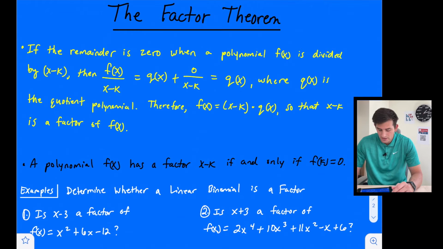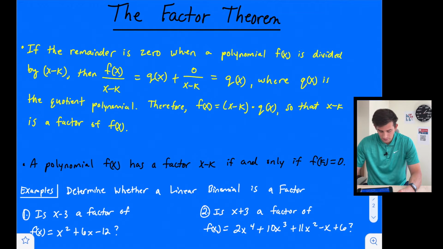So let's read. It says, if the remainder is 0 when a polynomial f of x is divided by a linear binomial, so x minus k, then f of x divided by x minus k is equal to q of x, so our quotient, plus 0 over x minus k, so that means we don't have a denominator. So essentially we could just write that as q of x, or just our quotient with no remainder, where q of x is the quotient polynomial. Therefore, f of x is equal to that linear binomial x minus k times q of x, so that x minus k is a factor, the factor theorem, a factor of f of x.